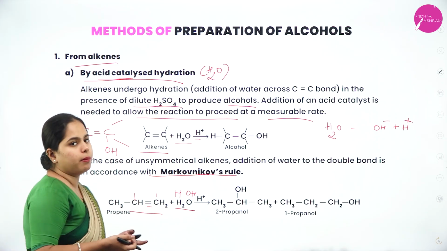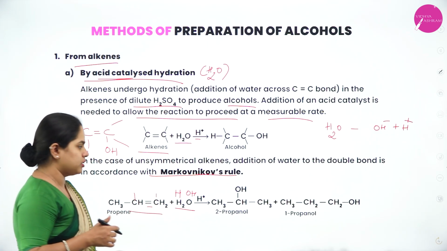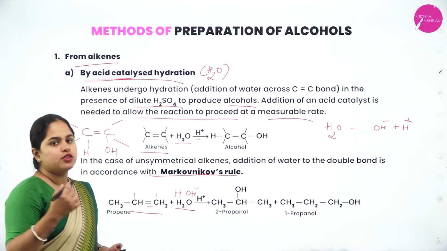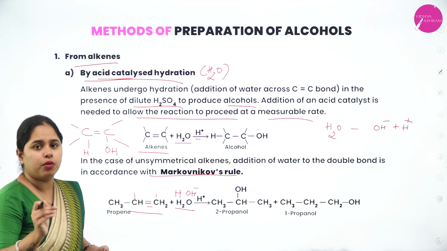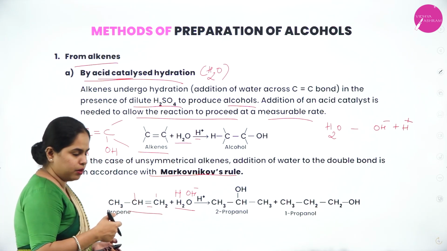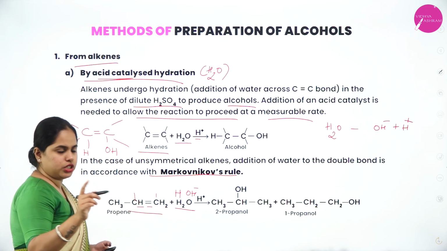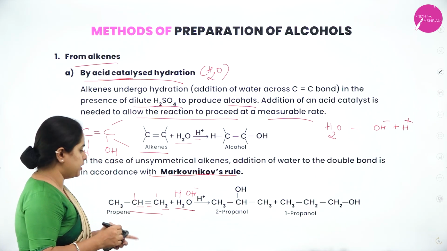So that is based on Markovnikov rule. As I said, the negative part, which is OH minus, will be attached to the carbon atom having lesser number of hydrogen atoms. So consider these 2 carbon atoms which are taking part in the double bond. This one has only 1 hydrogen atom, this one has 2 hydrogen atoms. So which carbon atom has lesser number of hydrogen atoms?